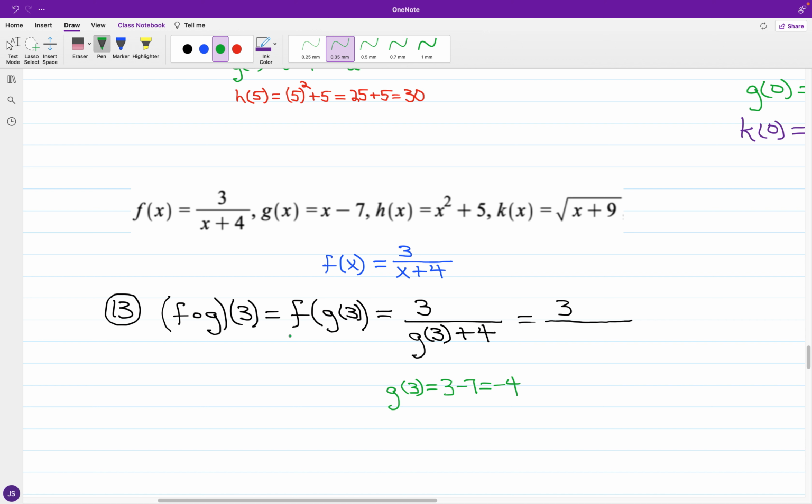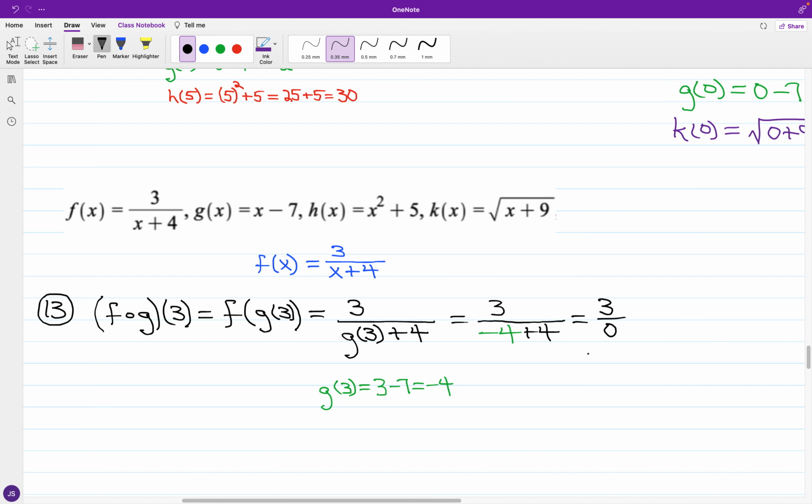Again, f of the input is equal to 3 over the input plus 4. The input we have at g of 3, and numerically, g of 3 is equal to negative 4. So putting in negative 4 for g of 3, we now have 3 over negative 4 plus 4. And guess what? Negative 4 plus 4 is 0.